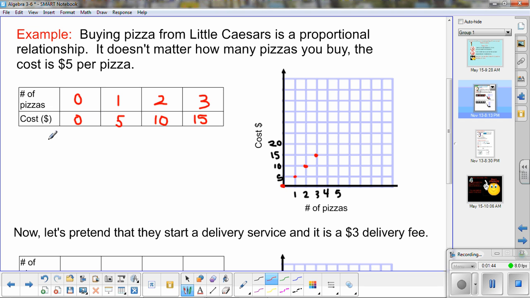If I were to write an equation for this situation, the cost of the pizza, or y, is going to equal $5 times the number of pizzas. If you didn't know that just from the problem, you could look at the table and figure out the rate of change. The change from here to here is 5, and from here to here is 1. Remember, the rate of change or the slope is the change in the y over the change in the x. So 5 over 1, or in this case, just 5.